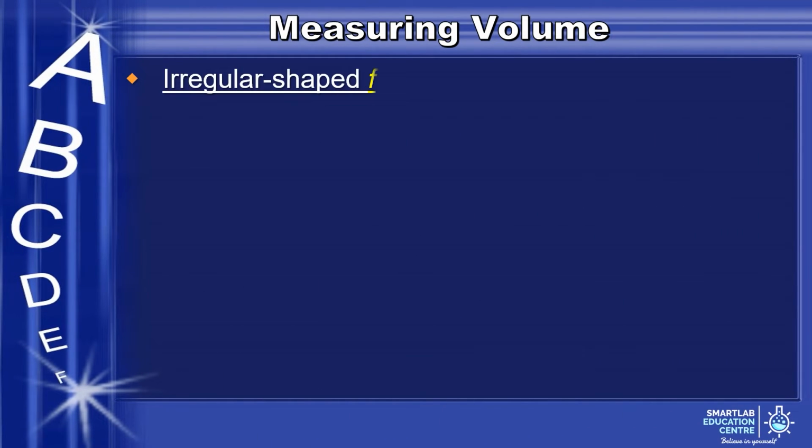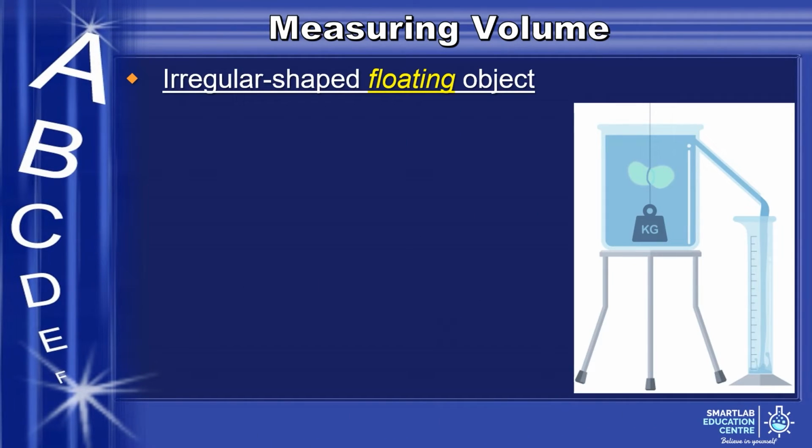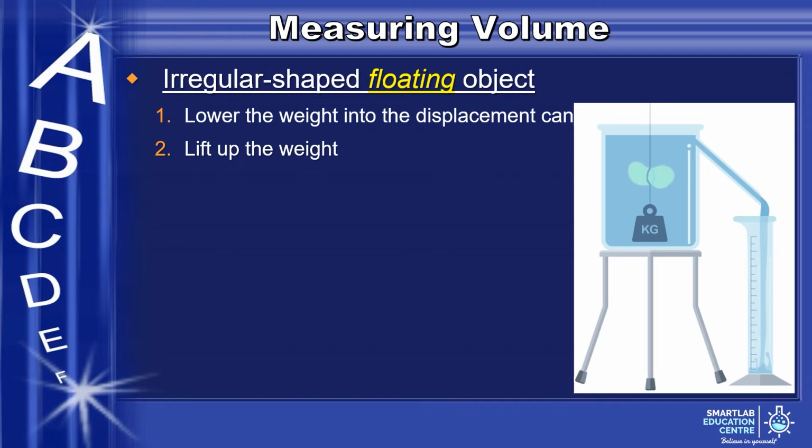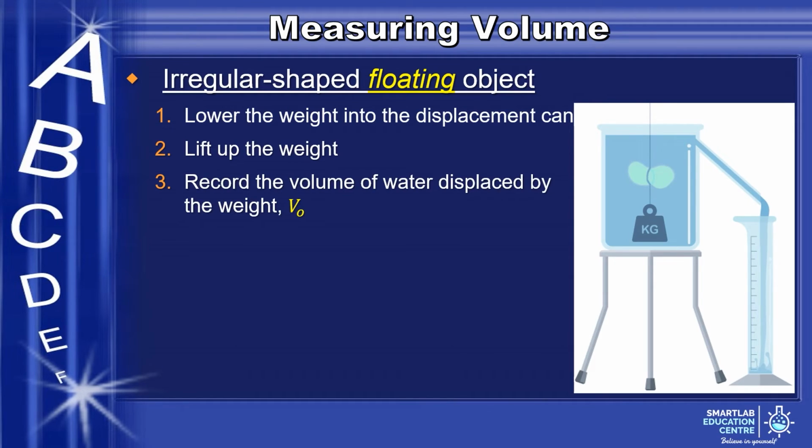For an irregular shaped floating object, we also use the displacement can and measuring cylinder, but we also need a weight to hold the object under the water. 1. Lower the weight into the displacement can. 2. Lift up the weight. 3. Record the volume of water displaced by the weight, V0.